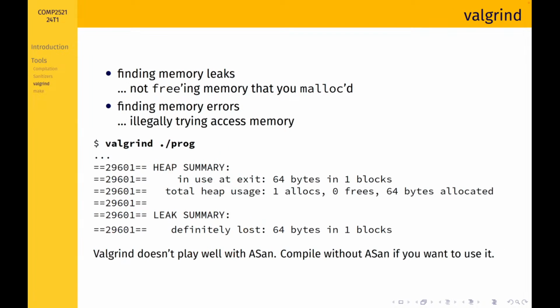Another tool that we have is called valgrind. Valgrind is good for finding memory leaks and finding memory errors. The problem is we can't use all of these tools at the same time. Valgrind isn't really compatible with address sanitizer, so in order to use it, you need to compile without ASAN, and the lab actually shows you how you can compile things without ASAN.